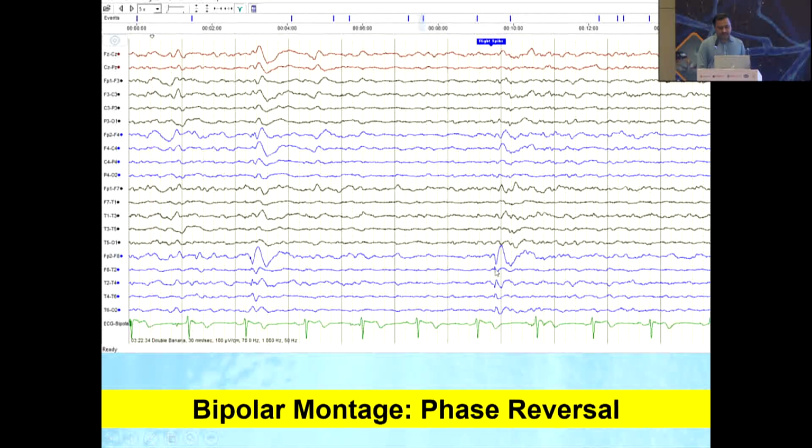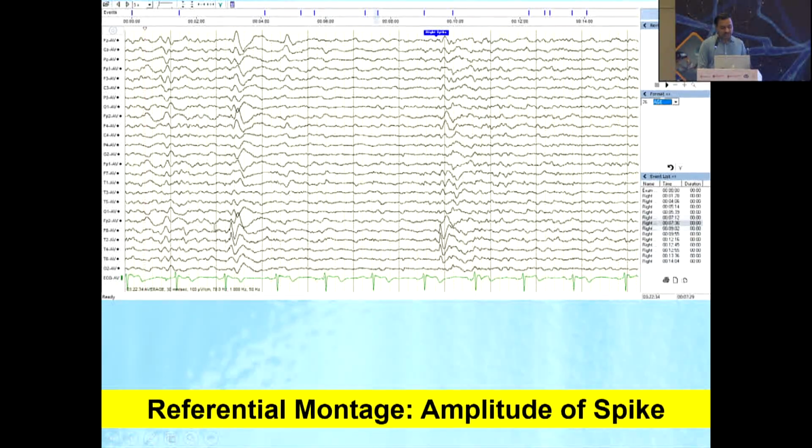Same example here: phase reversal is happening at F8. You can easily see in the referential montage the highest amplitude in F8. So we try to localize.